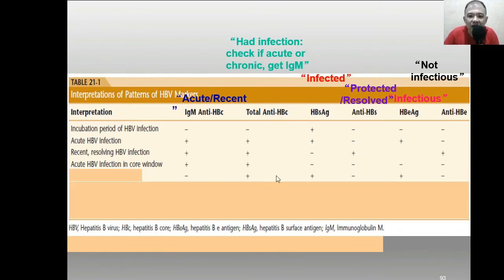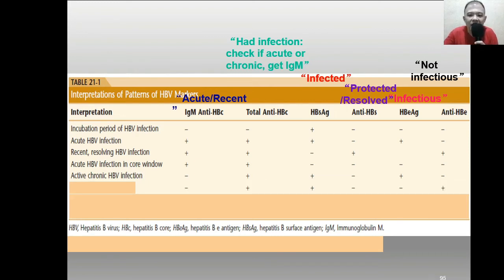Next, HBS positive. Then negative for IgM. So this is chronic. Okay, but positive for HBE. So the patient is infectious. That means this is a case of a chronic infection. Okay, you know the pattern. Just give meaning to each viral marker.